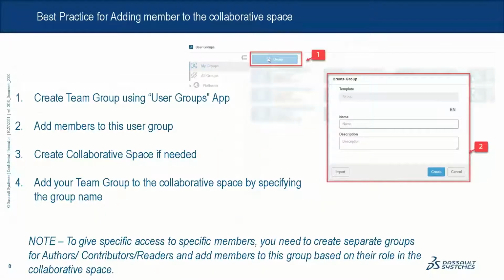The next point is a best practice for adding members to the collaborative spaces. If you have a larger team, say of more than 5-6 members, you can create a group in the 3D Experience platform. You can give the name of the group as your Sparkle ID, add the members in this specific group, and then assign this group as a part of the collaborative space.